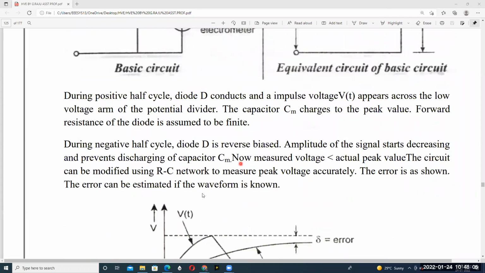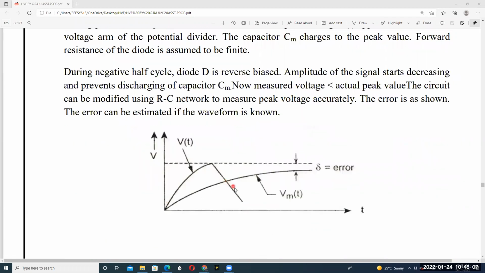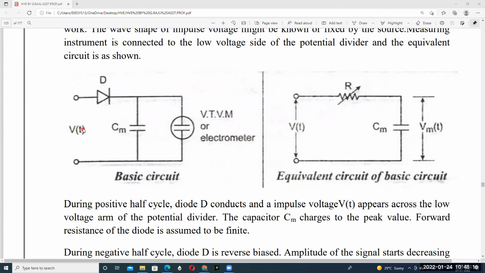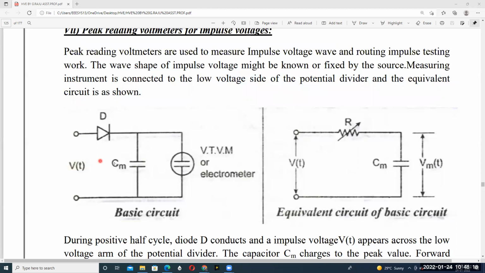We know this already, this completed explanation: impulse voltage wave front term and wave tail term. This is our standard impulse voltage waveform. We have to apply this as the input of the basic peak reading voltmeter.